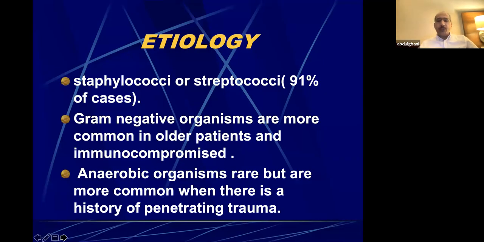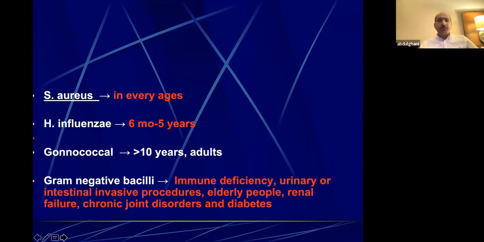Staph aureus and Streptococcus account for almost 91% of the cases. Gram-negative organisms are more common in older patients and immunocompromised patients. Anaerobic organisms are rare but more common when there is a history of penetrating trauma. Staph aureus can infect at every age. H influenzae is invariably 6 months to 5 years. Gonococcal infection is more than 10 years and mostly in adults.